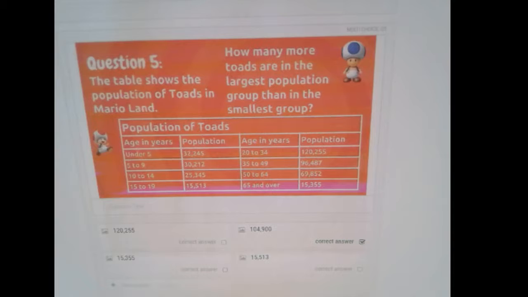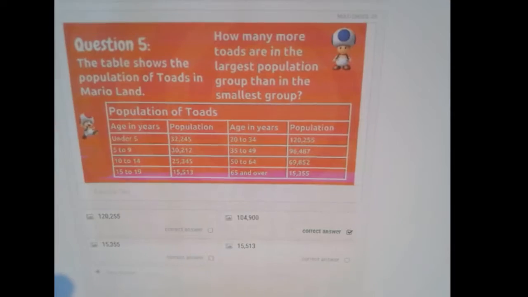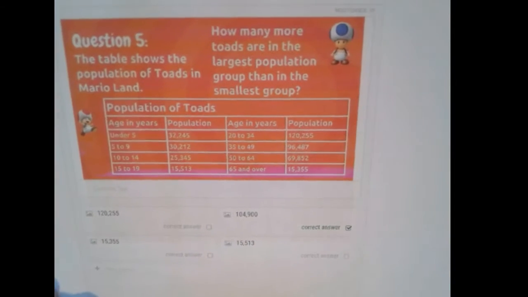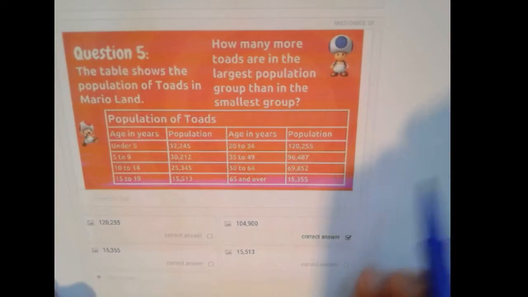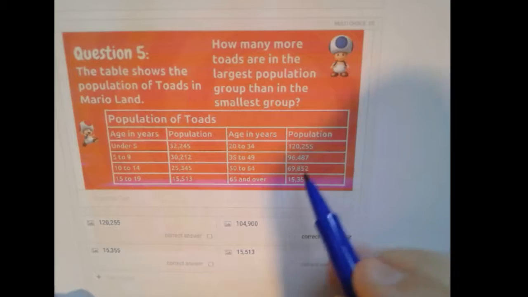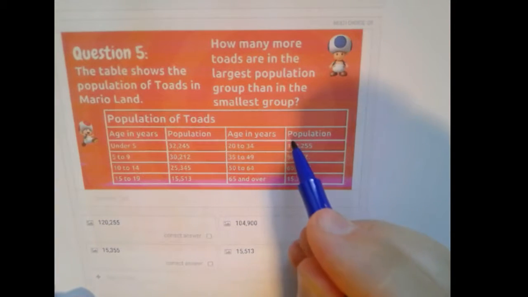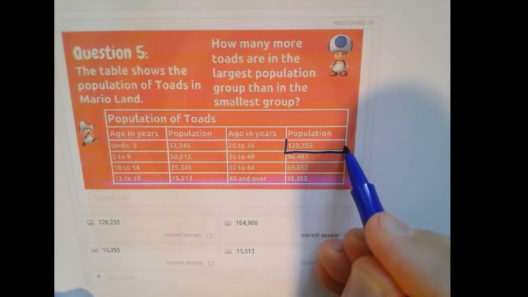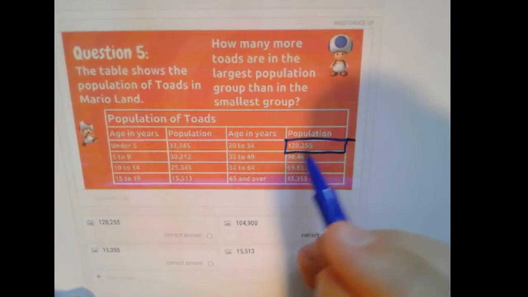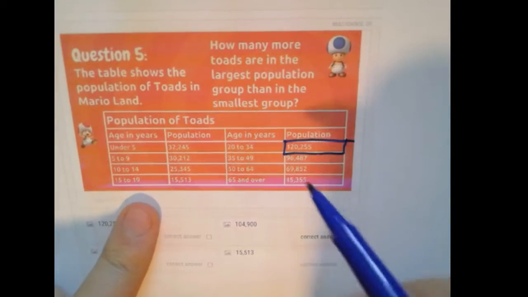How about this one? This is asking how many more toads are in the largest population group than the smallest population group. So we have to identify what is the largest population group. That would be this one here. It doesn't matter what age they are. We just want to see what is the largest population group.